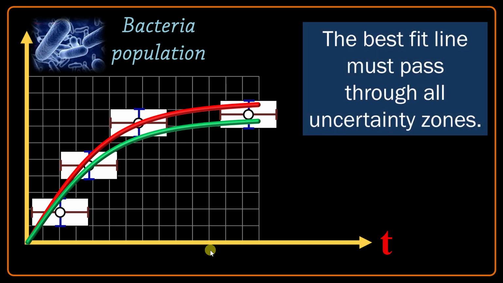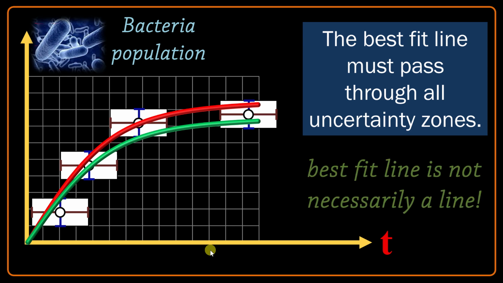So I should remind you that the best fit line must pass through all uncertainty zones, and best fit line is not necessarily a line. So when I say best fit line, I do not say necessarily that there is a linear relation. It could be a non-linear one, but the name is still best fit line.